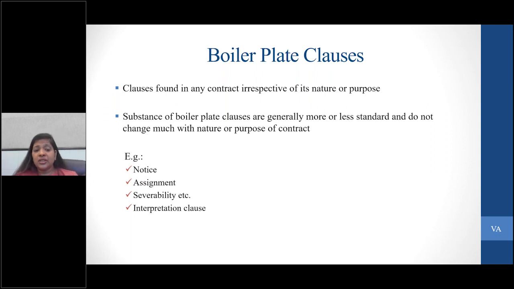It will still say that clauses which any court regards as invalid will be severed or separated from the contract, and the rest of the contract will continue to be applicable. So, boilerplate clauses mainly means clauses which are not affected by the nature or purpose of the contract. They are more general or generic in nature.